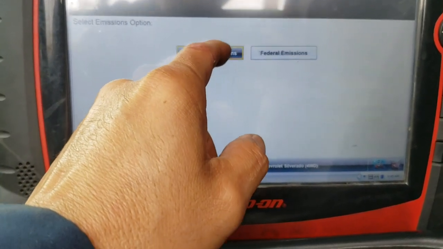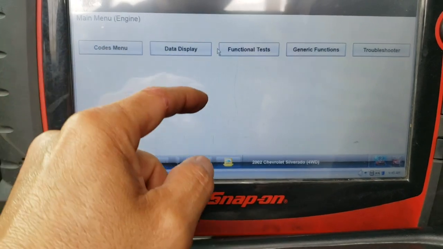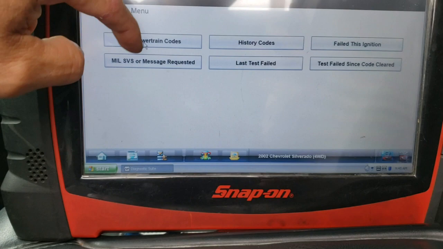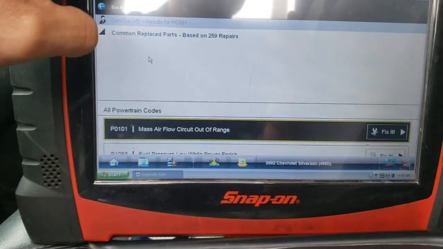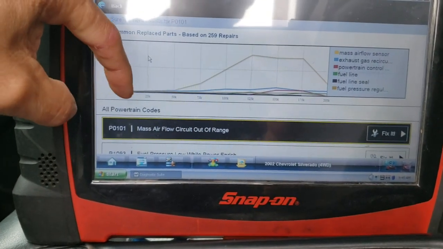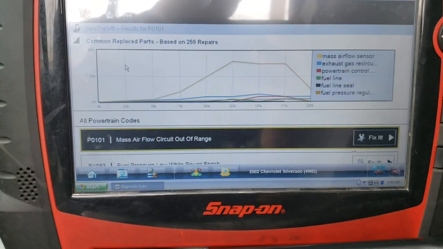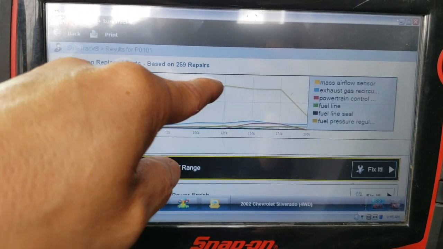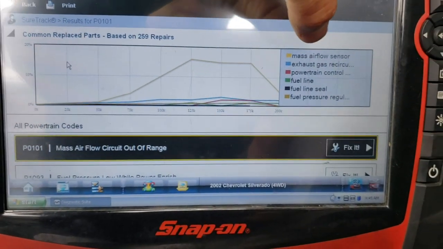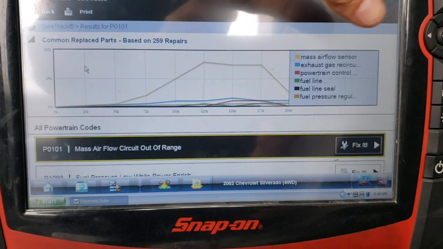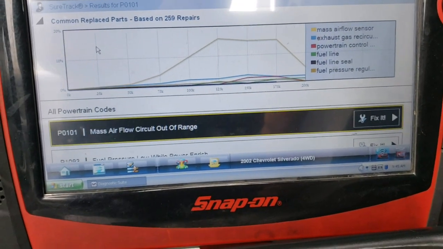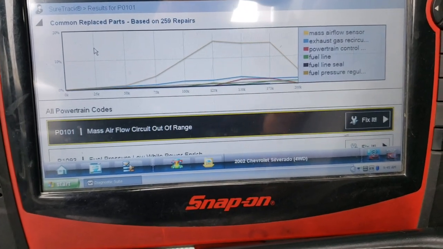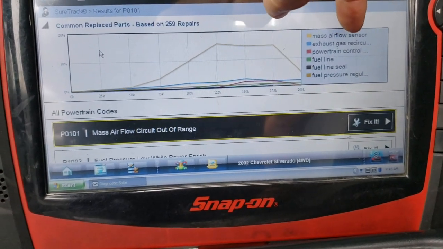Well, what I wanted to recheck here is something. The code menu displays all powertrain codes: mass airflow sensor circuit out of range. If we see here, in 259 repair histories, the mass airflow sensor is the number one cause for that code. So basically we have to check power and ground to that one too, and the signal, whatever. But the second is the exhaust gas recirculation.